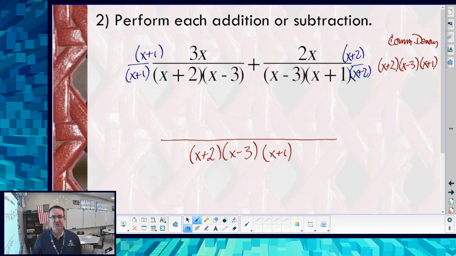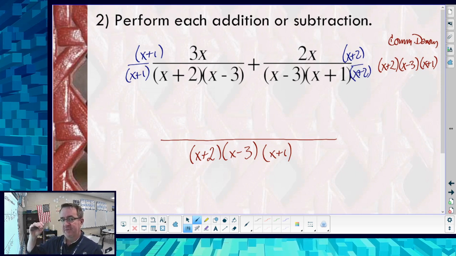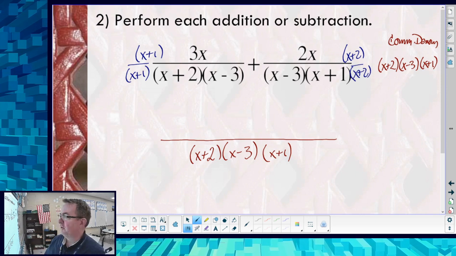Now, I always get asked, do I need to multiply out the denominator? The answer is no, because remember, we're going to do that simplifying. And so if you end up multiplying it out, you're going to just have to divide it out later.